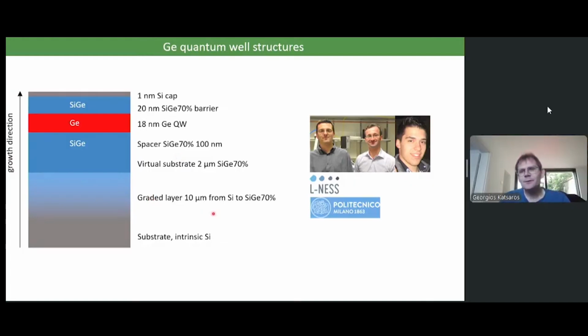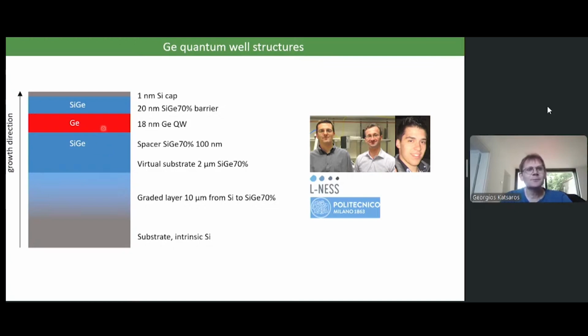The material we are working with is grown in the group of Giovanni Isella at the Politecnico di Milano. They start with an intrinsic silicon substrate. Then they gradually increase the germanium content from 0% to 70%. In this layer, there are plenty of dislocations, defects. Then they grow 2 micrometers of silicon germanium with 70% germanium. Then they drop the growth rate and put 100 nanometers more of silicon germanium.